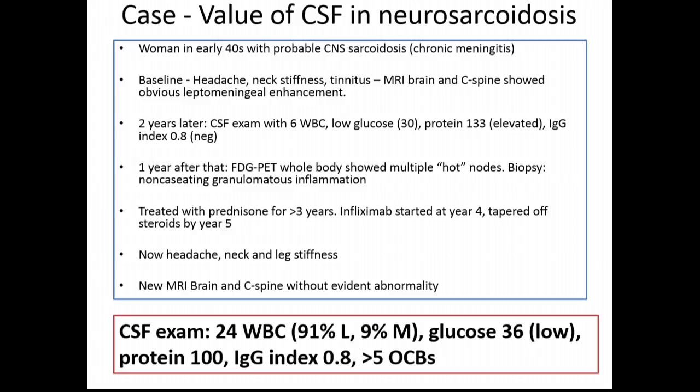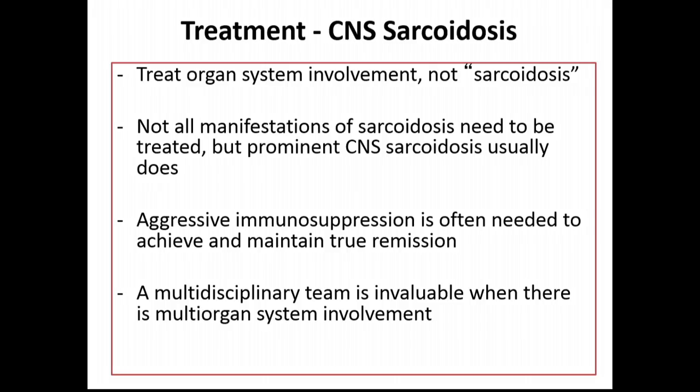Just an example of CSF, a woman in her early 40s with probable CNS sarcoidosis, so she has chronic meningitis, she has pulmonary sarcoidosis that's biopsy proven. I give you all the data here. And what happened is she's saying, I'm feeling worse, my headache is worse, but the MRI just didn't show any evident abnormality. When we do a tap, we see that she has a pleocytosis. Her glucose is 36 with a normal serum glucose. She has intrathecal inflammation. This can be a very helpful marker. So don't shy away from LPs even when the MRI is normal in these patients.